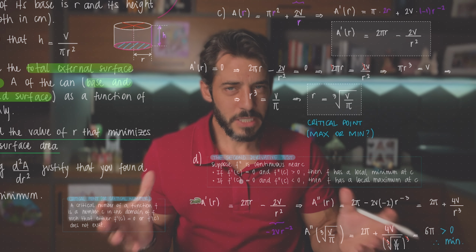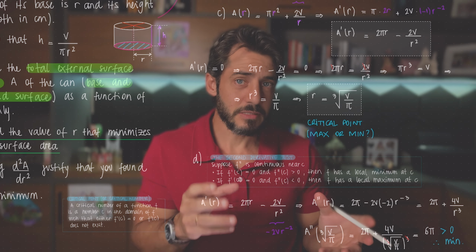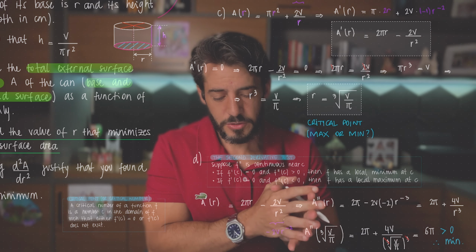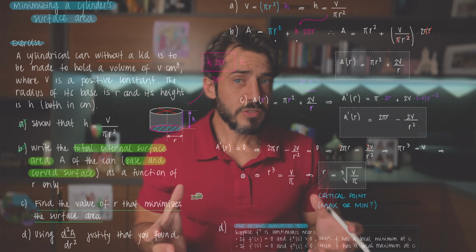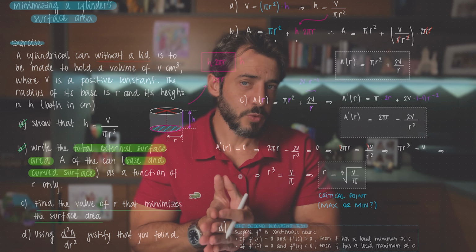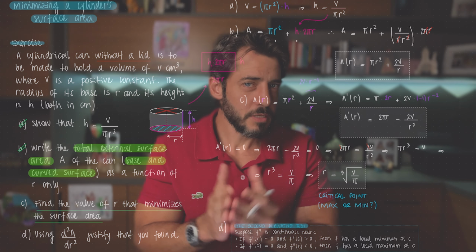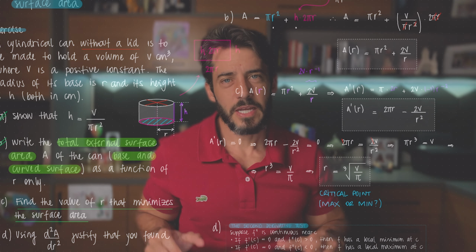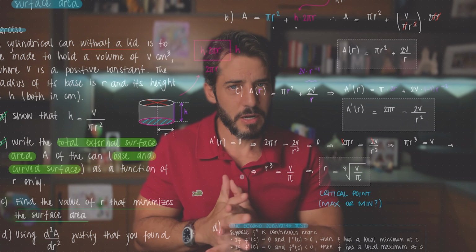Now, what is the meaning of that? It means that if we take this value of radius and we use it to manufacture this can, we're going to get a can which has the minimum possible surface area. And that is it. We just proved that we got a min.